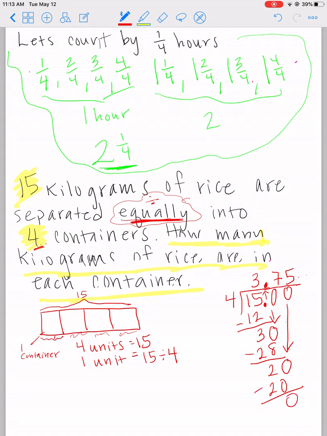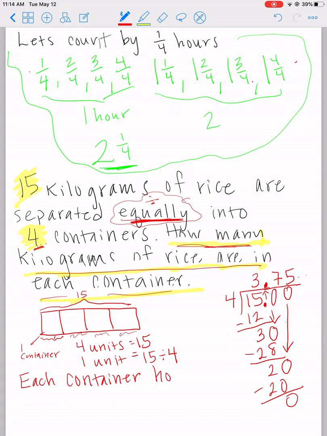And we're going to write it in a complete sentence. We're going to say our answer, and it comes back to here. How many kilograms of rice are in each container? Each container holds 3.75 kilograms of rice. Period. Don't forget the period. Okay, next page.